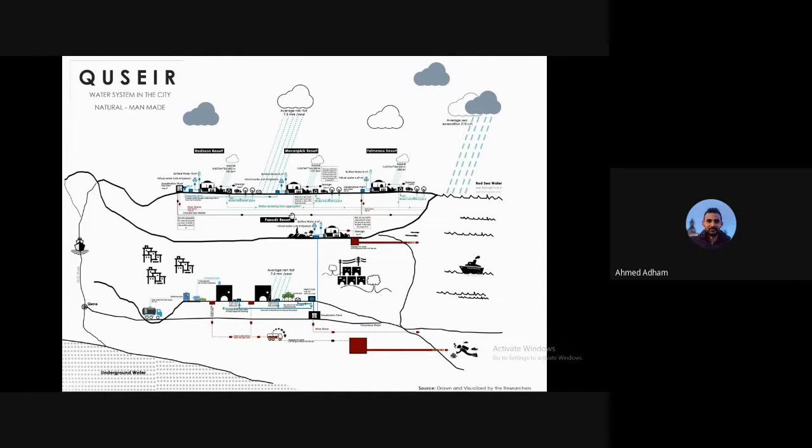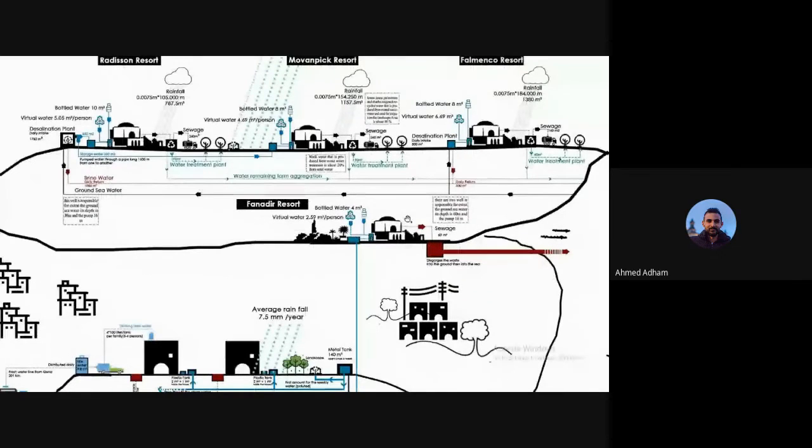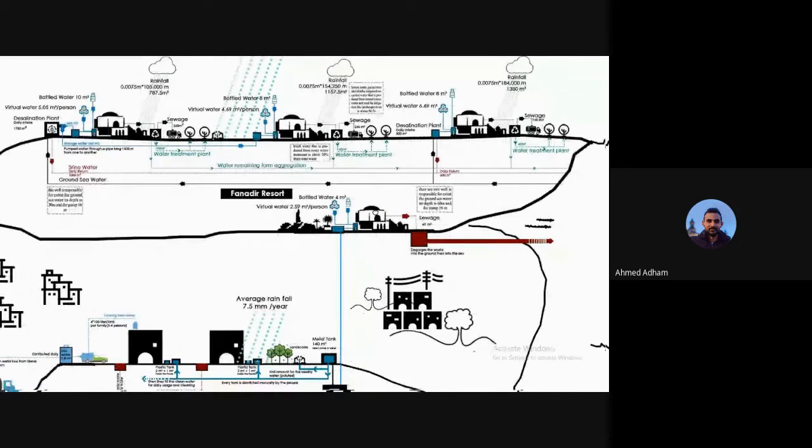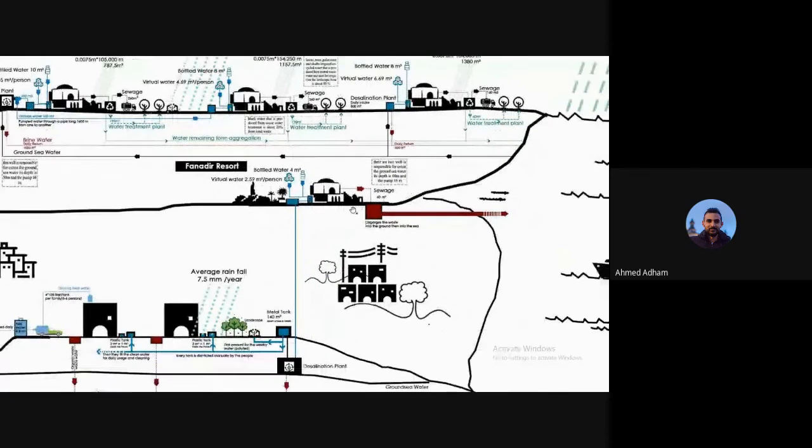So as you can see here, they are depending on the desalination plant. For instance, Radisson Blu and Movenpick are sharing one desalination plant between them, and Flamenco is having its own desalination plant. Fanadir Resort, the oldest and the closest to the historic core of Qusair, almost has a kind of parasitical relationship to the city in terms of water, in that it's depending on the city's desalination plant, which is something to think about.